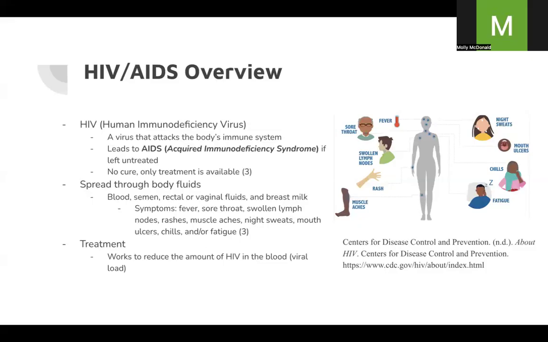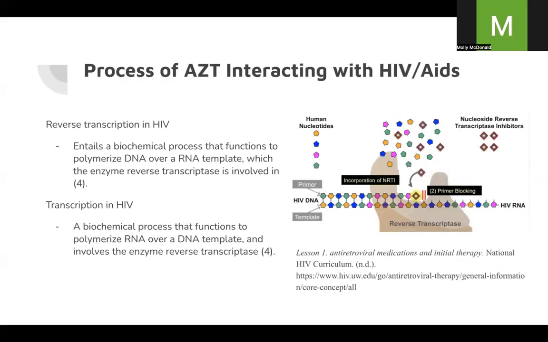The process of how AZT can knock down HIV and/or AIDS. So AZT is a reverse transcriptase inhibitor that works to fight against retroviral infections. And this works to revive the previous immunity of the patient. Reverse transcription in HIV entails a biochemical process that functions to polymerize DNA over an RNA template, and the enzyme reverse transcriptase is involved in this.